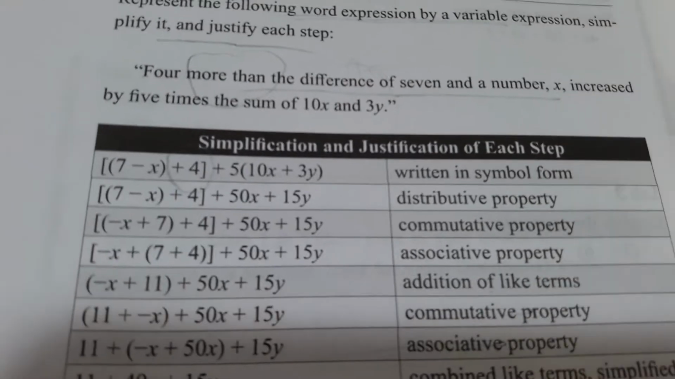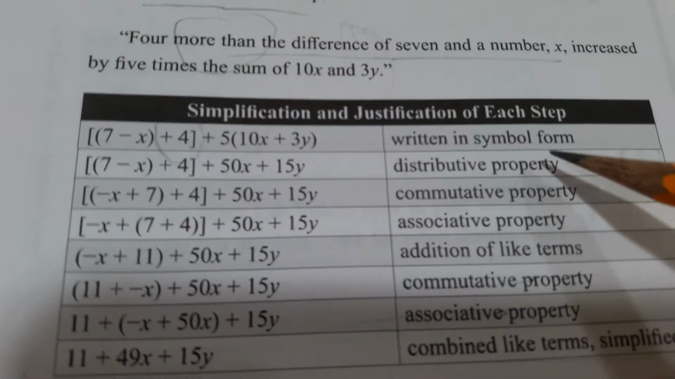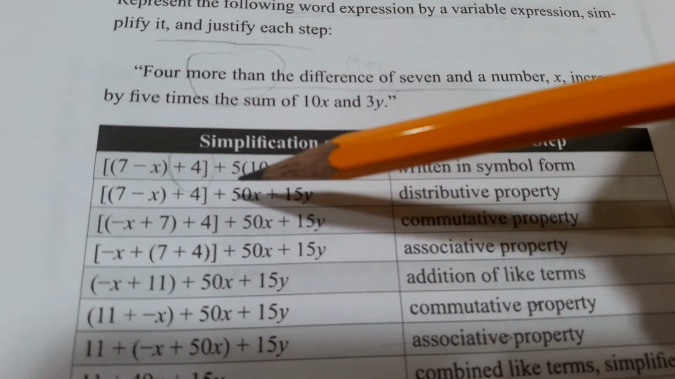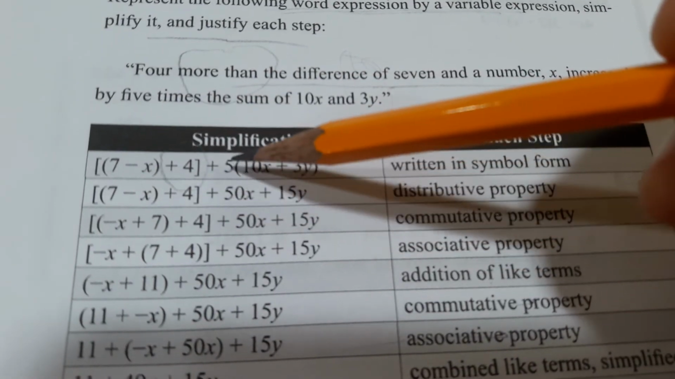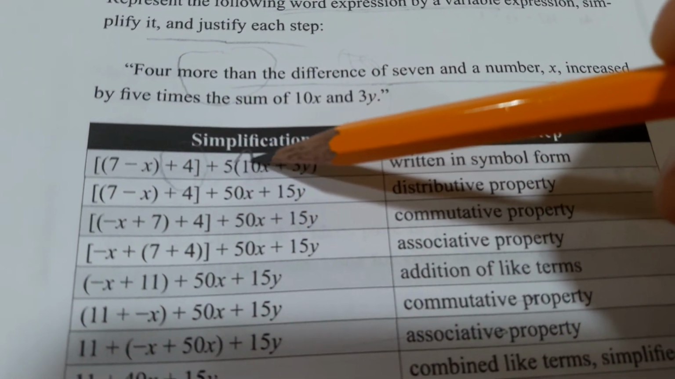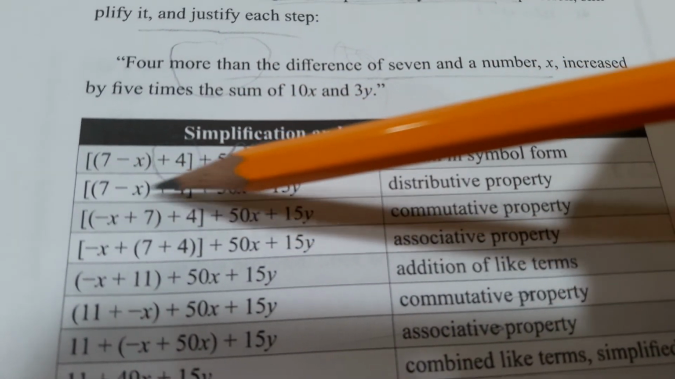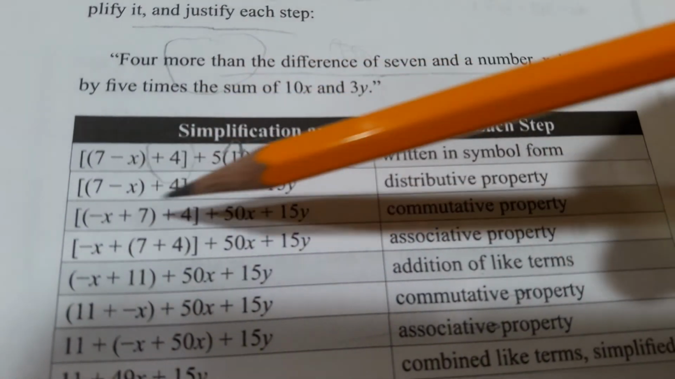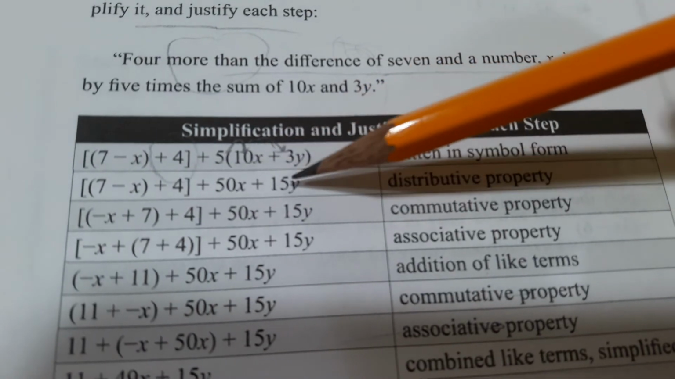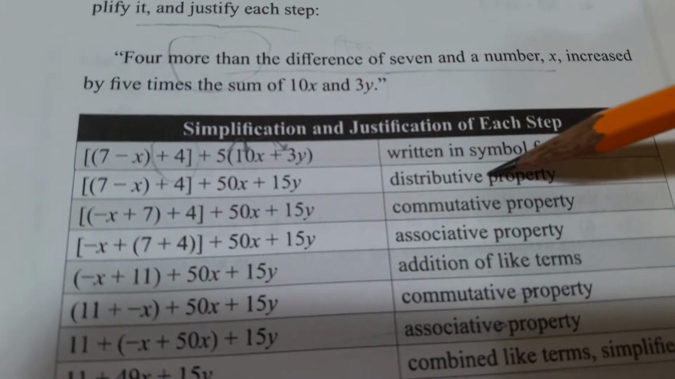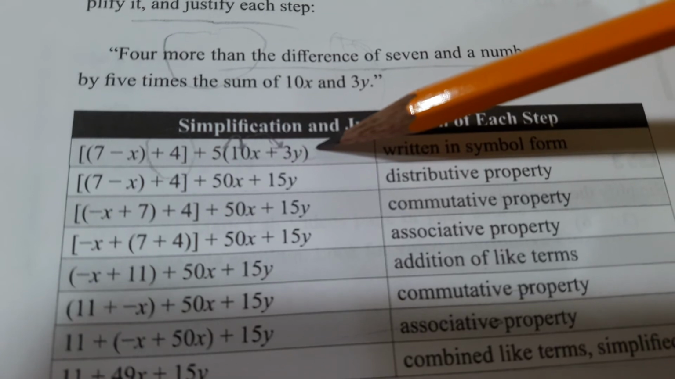So this is written in symbol form. Now we're going to use the distributive property for this part. We're going to go 5 times 10x, 5 times 3y. We're going to keep this left part the same. Then we have 50x plus 15y. That's the distributive property that we just used up here.